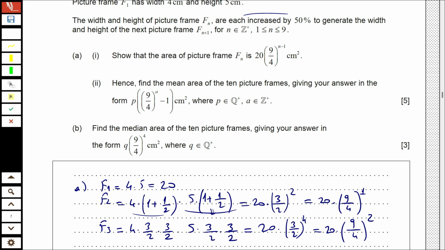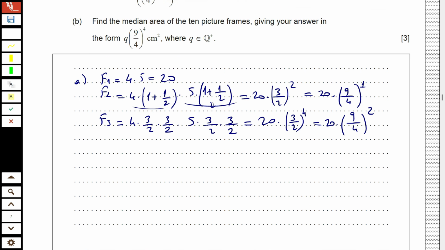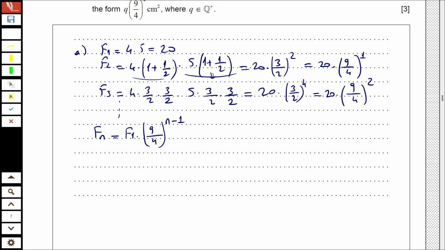And in this case, you can write Fn equals F1 times, since it is geometric sequence, 9 over 4 to the power of n minus 1. And I know that the area of F1 is 20, so which is 20 times 9 over 4 to the power of n minus 1, right?